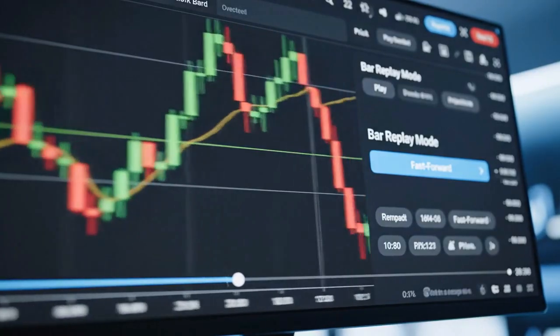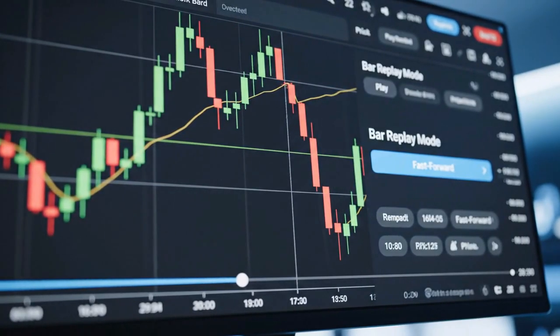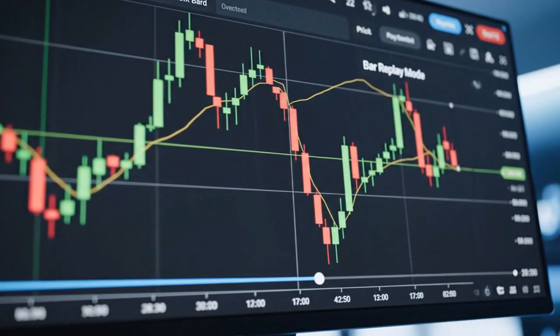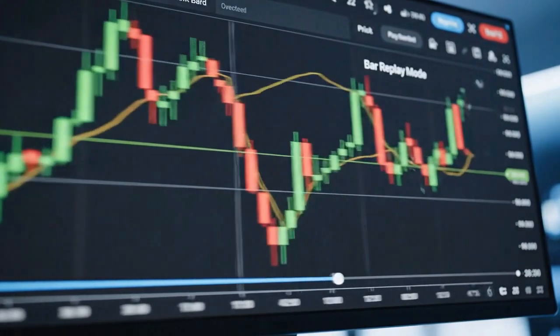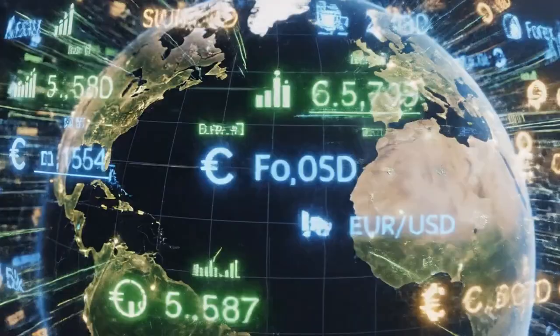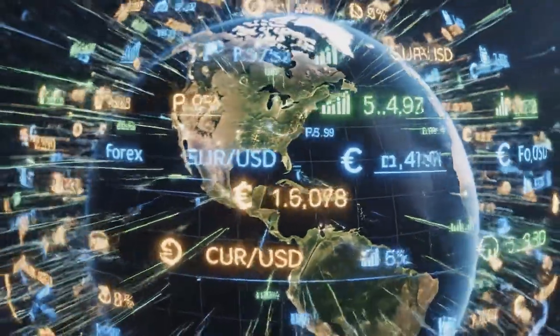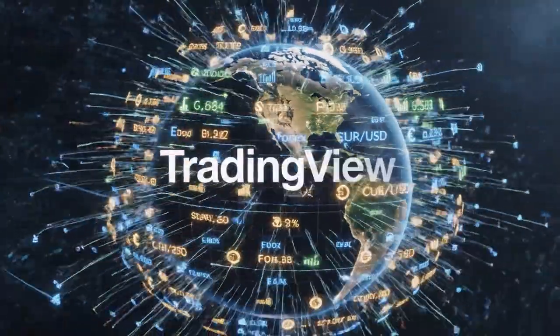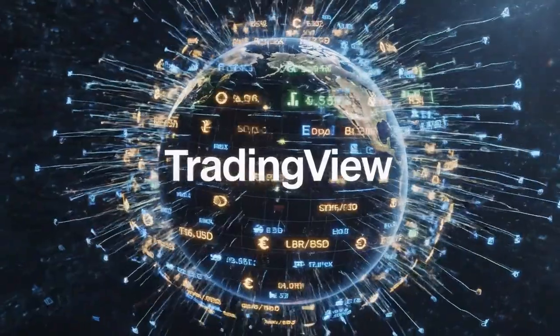Reveal how past markets played out with bar replay. Fast forward or rewind to sharpen your strategy. Access data for millions of instruments across 100-plus exchanges, whether stocks, crypto, Forex, or bonds.